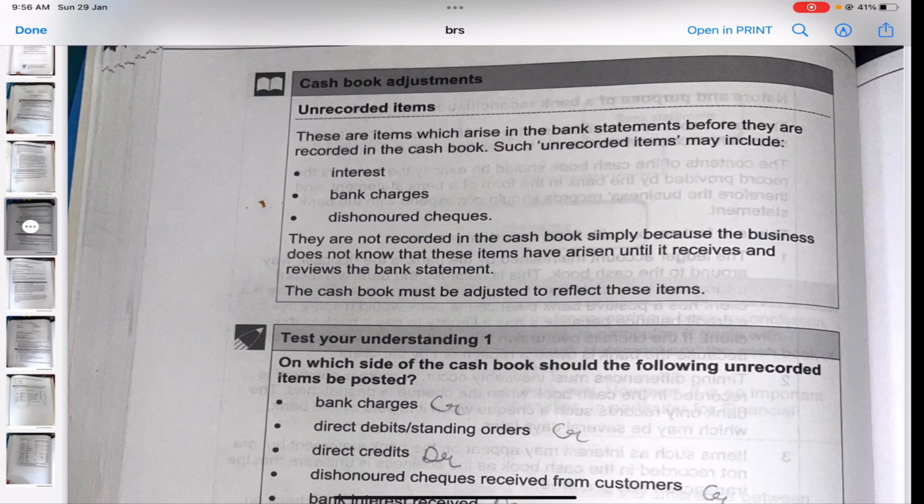Bank charges. The bank has charged me for something and deducted it from my account, but I haven't shown it. Now I have downloaded the statement and seen it, and I will edit it in my cash book. My fault again.